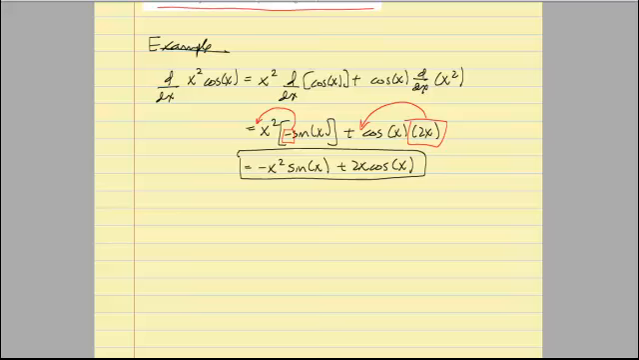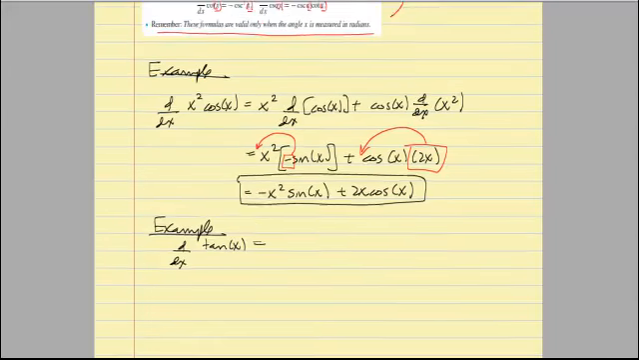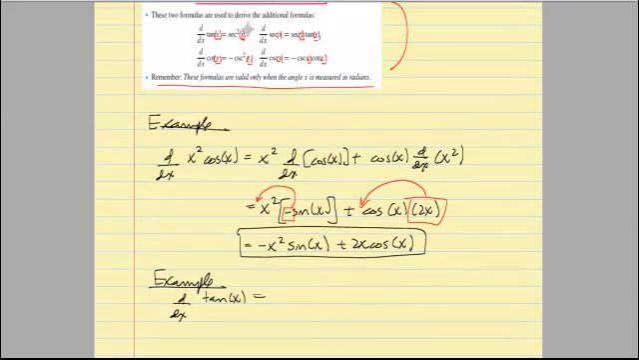Let's go ahead and look at another example. Let's take the derivative with respect to x. You don't always have to use x, that's just a common choice. The derivative with respect to x of tangent of x. We already know from up above that the derivative of tangent of x with respect to x is secant squared of x. So we already know the answer.